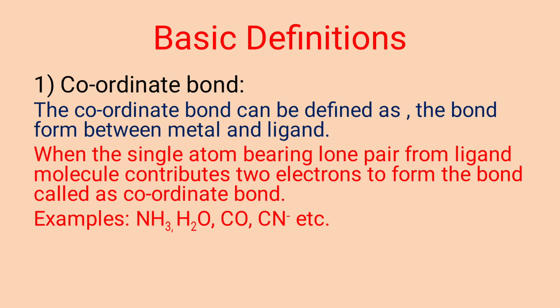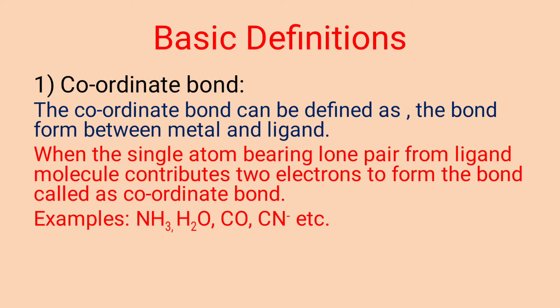So generally, when the single atom bearing the lone pair of electrons from the ligand molecule contributes both these 2 electrons at the same time to form the bond, that bond is called a coordinate bond. It is very necessary for the ligand to possess a lone pair of electrons, at least one lone pair of electrons. You can see that these are the various examples, and all these are monodentate ligands.